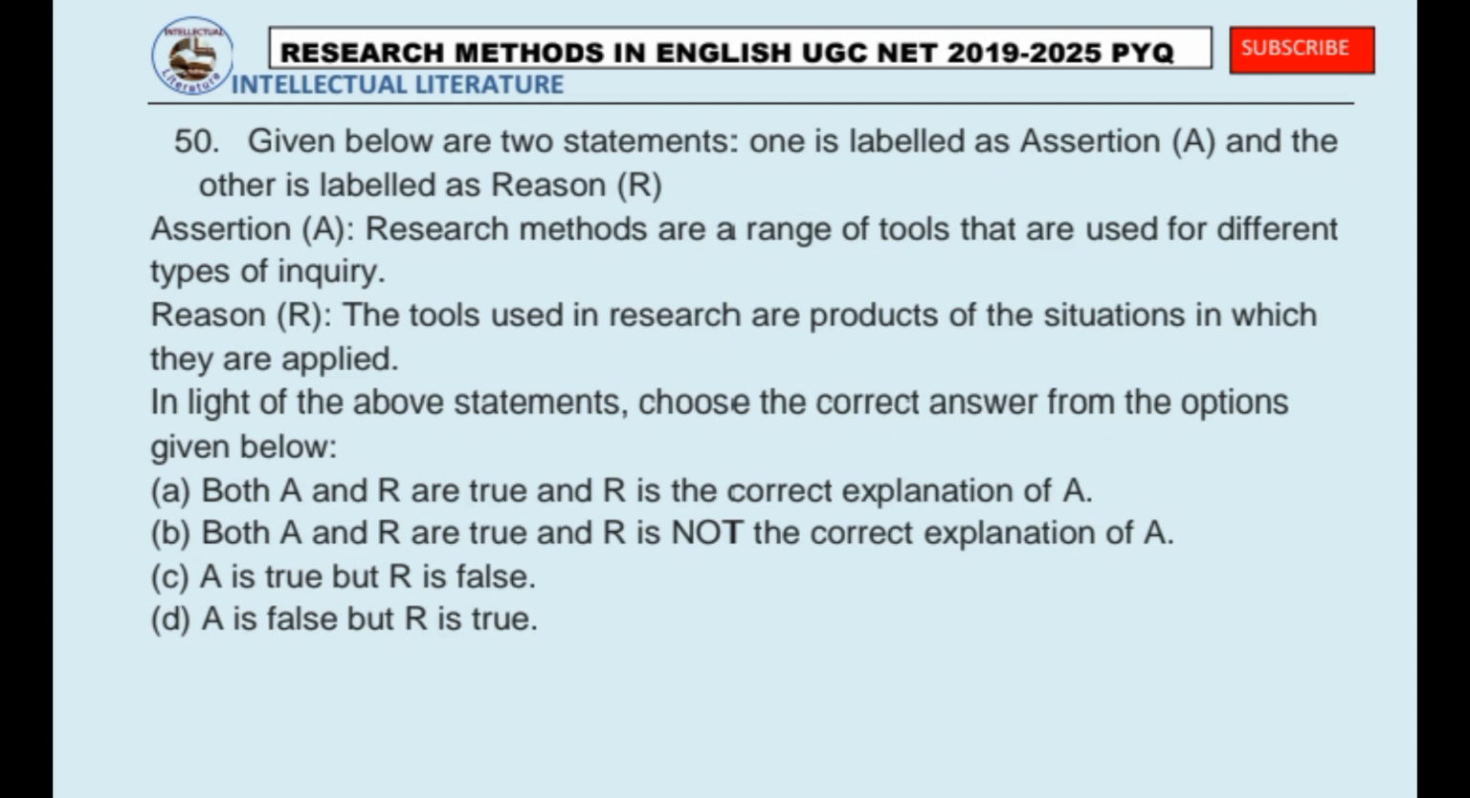Assertion A: Research methods are a range of tools that are used for different types of inquiry. Reason R: The tools used in research are products of the situation in which they are applied. Your time starts now. And the correct answer is option A. Both A and R are true, and R is the correct explanation of A.